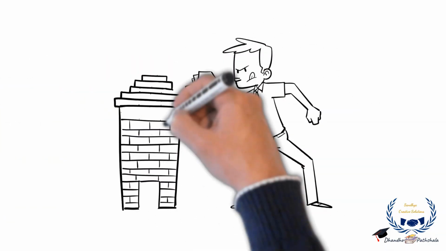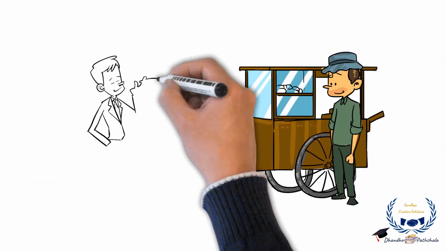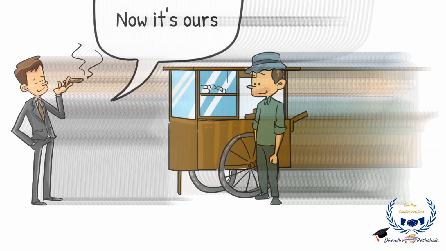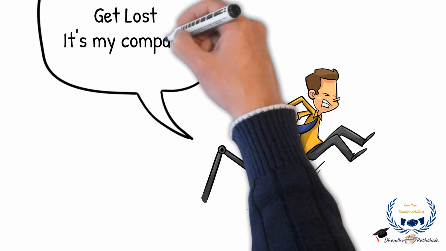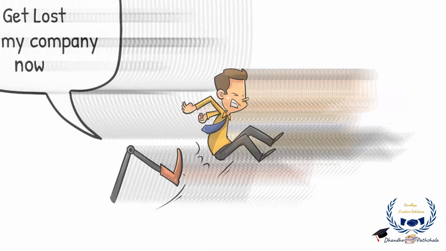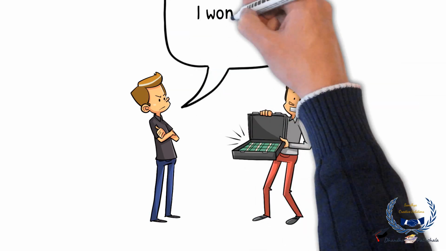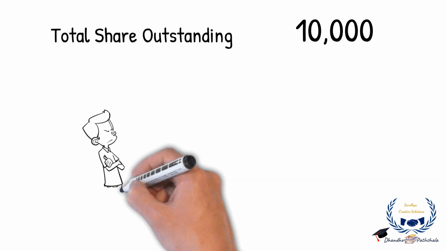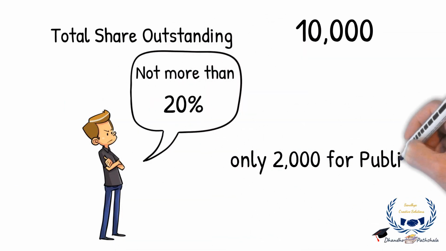So, if you buy even one piece of these 10,000, you will become an owner of the business, just like your friend. If you buy all 10,000 pieces, you will own the whole company. But here, your friend doesn't want to sell the entire business. He only wants to sell 20% of it, which means in market now only 2,000 shares are available for public.